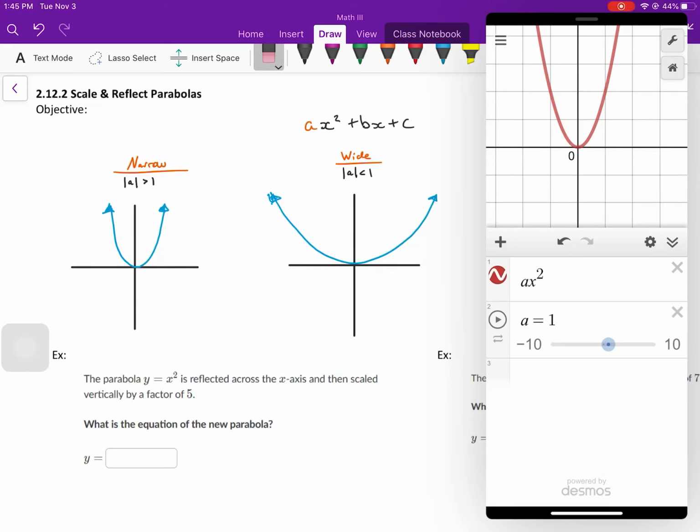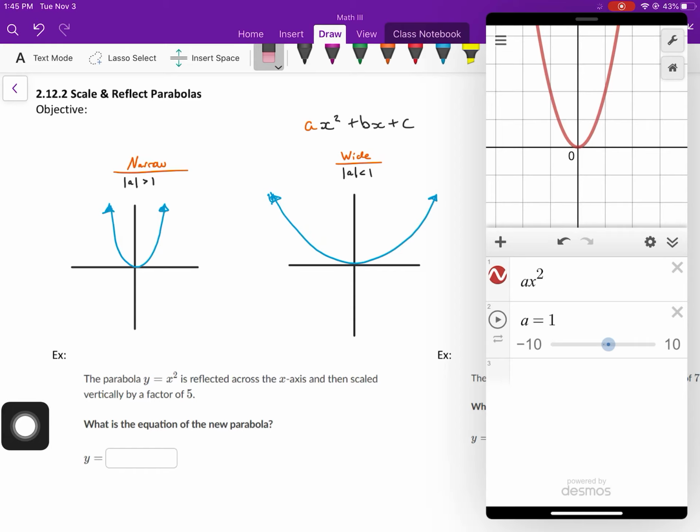So this entire lesson we've been neglecting a and what it does to the parabola. So in this lesson we're going to go ahead and finally take a look at this. So ax squared, I have it here on Desmos on the right hand side if you take a look. Let me bring it over here. So ax squared, we're going to see what happens. So a currently is 1.